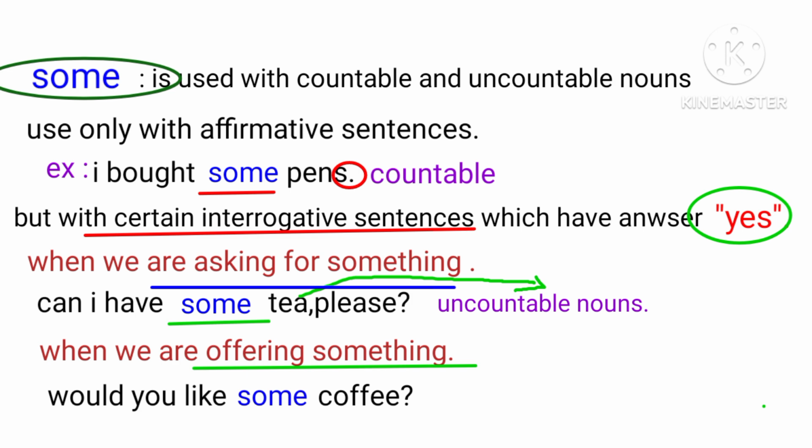Example: would you like some coffee? Here coffee is an uncountable noun. We use the quantifier some, and the answer to the question is yes or no.